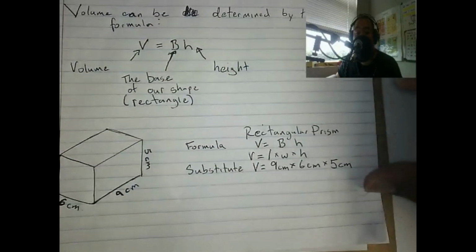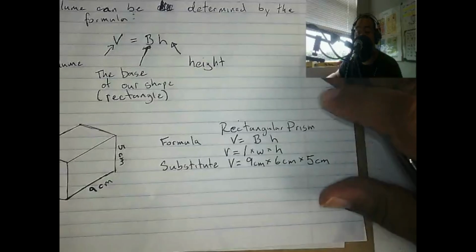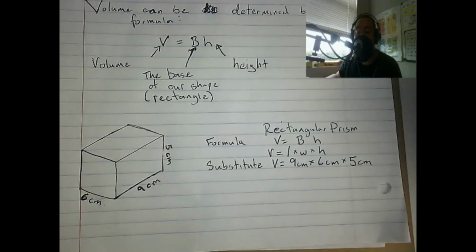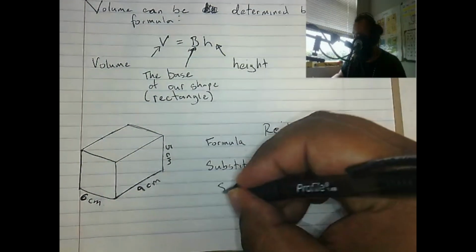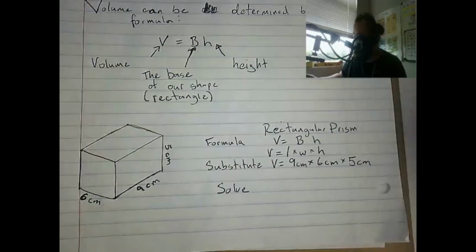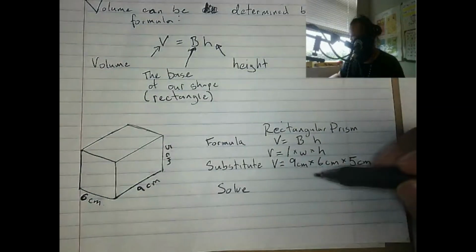Alright, so now I've substituted all my numbers. When I substitute all those numbers, my last step is to find the volume. So I'm going to go ahead and solve. So now I can do my math. 9 times 6.